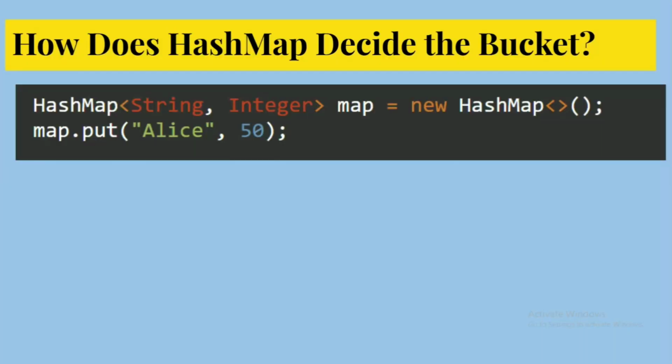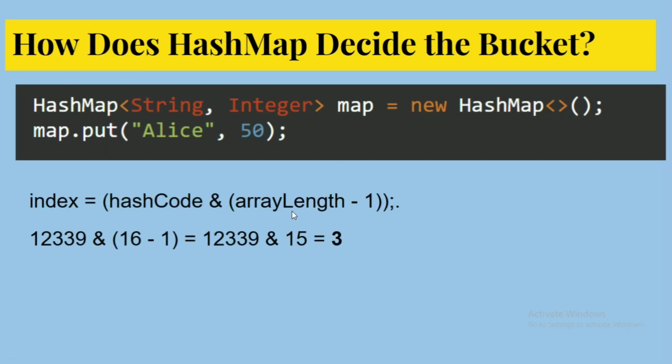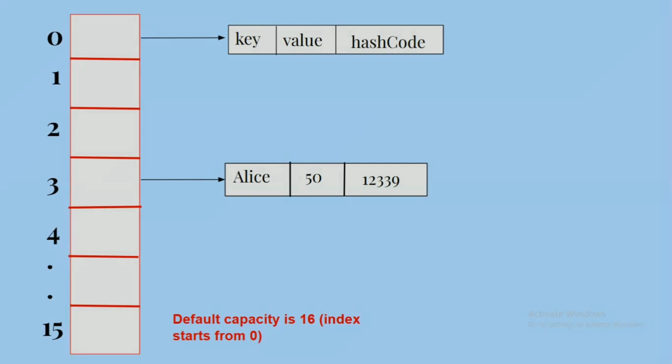In the following example, we have created a hash map, and using the put method, we have added the key and value to it. Here, Java generates a hashcode for the key Alice using the hashcode method and then uses that code to find a bucket where it will store the value 50. For example, if we take the key Alice with a hashcode of 12339 and an array length of 16, the index is calculated using the given formula. After the calculation, we get the index as 3. This means the entry for Alice will be stored in the bucket at index 3 of the array, as shown here.